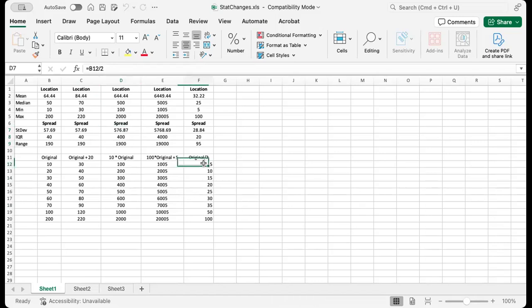Now let's come here too. We can see the same thing here. We divided by a constant. We divided everything here by 2. So we get this. What happens to the locations? You can see we compare the original to the new one. It has changed, right? And then you can see that the measures of spread, which are the standard deviation, IQR, and range, have also changed.